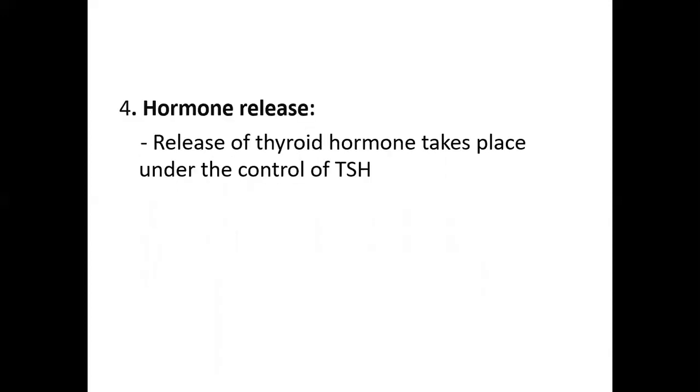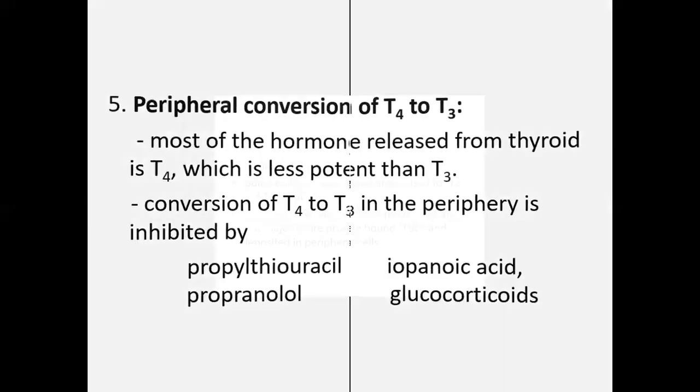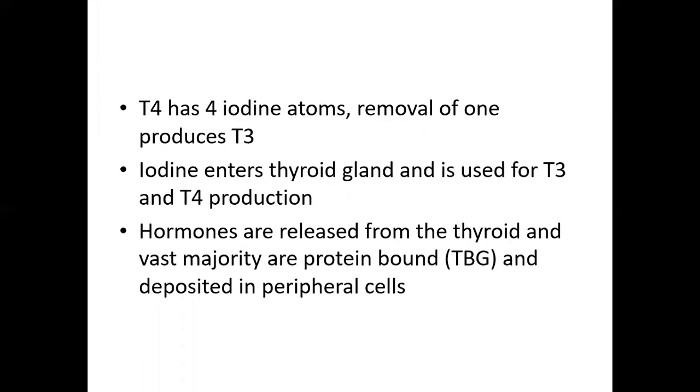The release of thyroid hormone mainly takes place under the control of TSH, and there is peripheral conversion of T4 to T3. Most of the hormone released from the thyroid is T4, which is less potent than T3. Conversion of T4 to T3 in the periphery is inhibited by propylthiouracil, propranolol, amiodarone as well as glucocorticoids. So these antithyroid drugs will be dealt with in the next lecture by Dr. Sridhar Rao.